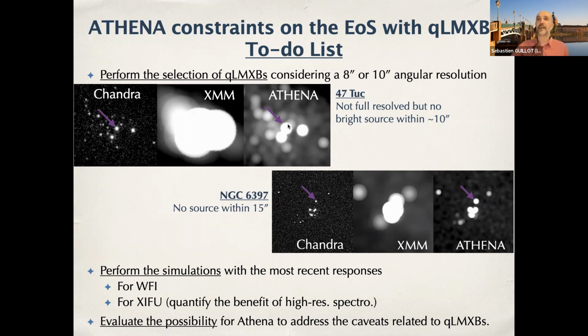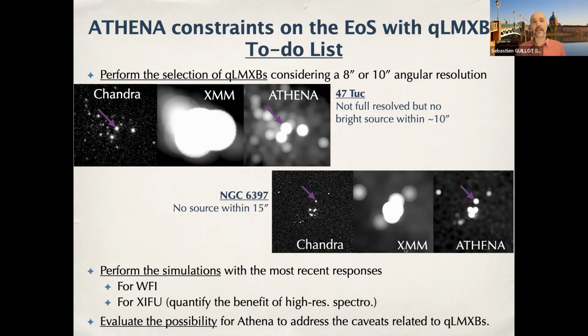On the other hand, if you look at this globular cluster, NGC 6397, the quiescent low-mass X-ray binary is shown by the purple arrow. And at the angular resolution of Athena, the source will still be fully resolved. So this source will still be a great target for Athena.